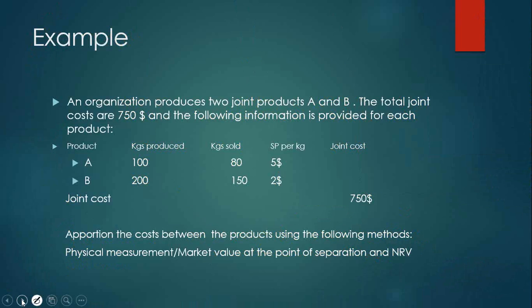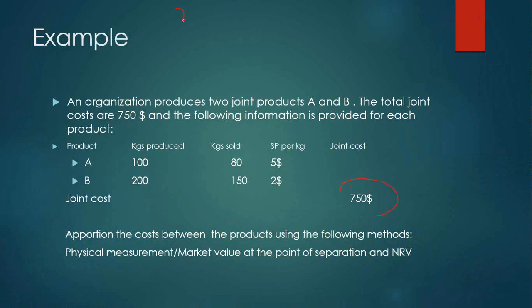So let's look at an example. Here we have an organization producing two joint products, A and B. The joint cost is 750. The following information is provided. Product A, 100 kilograms produced, sold 80. Product B, 200 kilograms, sold 150. Selling prices 5 and 2. Apportion the joint cost of 750 between the products using the following methods: physical measurement, market value at the point of separation, and NRV.